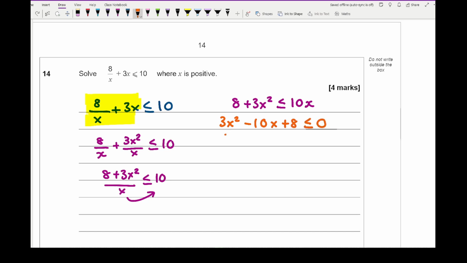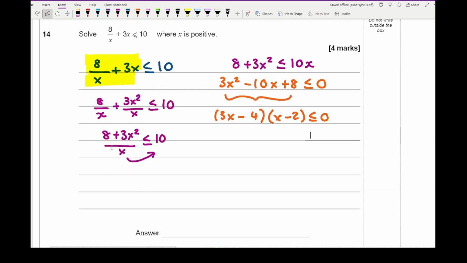Now this does factorise, and particularly as it's on a non-calculator paper, you won't be expected to use the quadratic formula, but it does factorise to become 3x minus 4 and x minus 2, and that's less or equal to 0. So now if I find the solutions, that's x equals 4 over 3 or 2. Now if I do a little sketch of this, the parabola looks something like that, where this is y and this is x. Now these 2 points are where it crosses the x-axis. That is 4 over 3 and that is at 2.